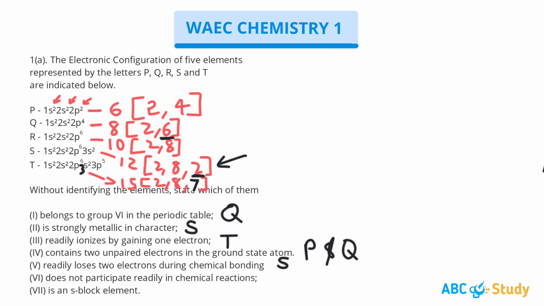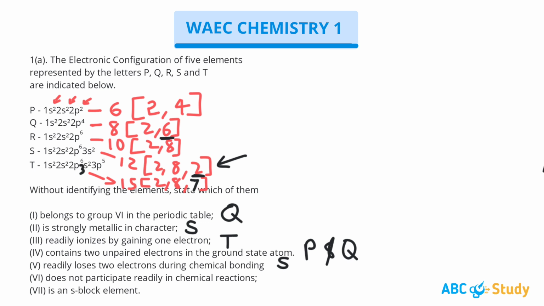Then the 6th question as well. Which of them does not participate readily in a chemical reaction? That is neon, the one I was talking about. That is R. R has actually obtained an octet structure. So they seldom react. That was even the reason why they gave them group 0, like I said before. No bonding electrons at all for them to react with other elements. So the answer to this question is R.